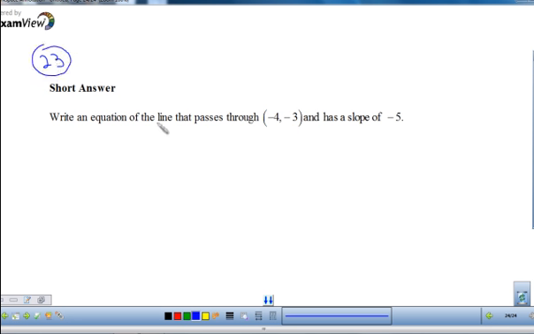Okay, write the equation of a line that passes through the point and has a slope. Since we're given a point and a slope, we're going to use point-slope form. y minus blank equals m times parentheses x minus blank. My slope is negative 5.